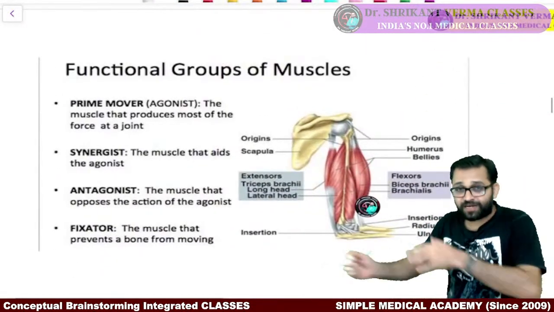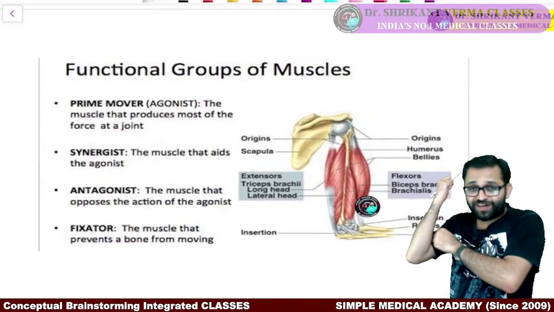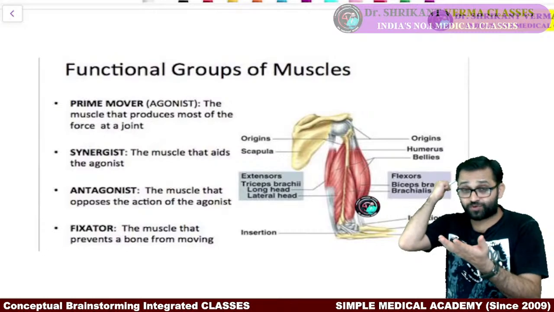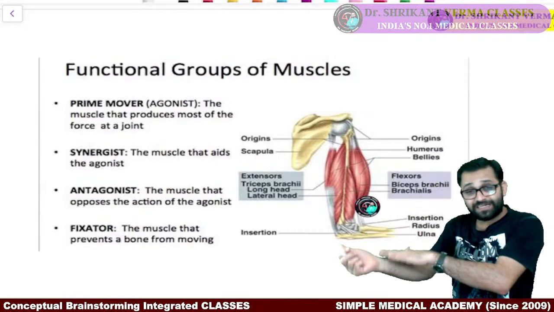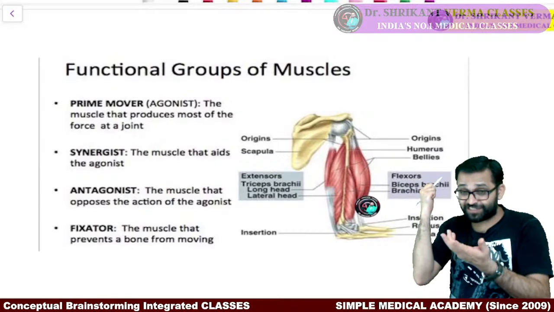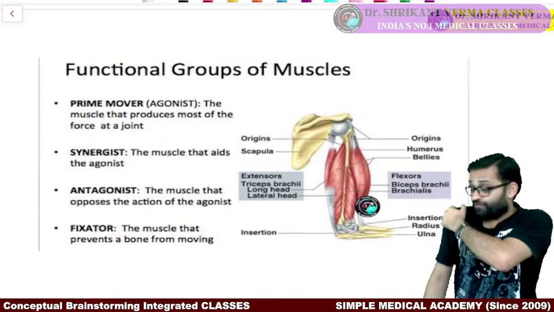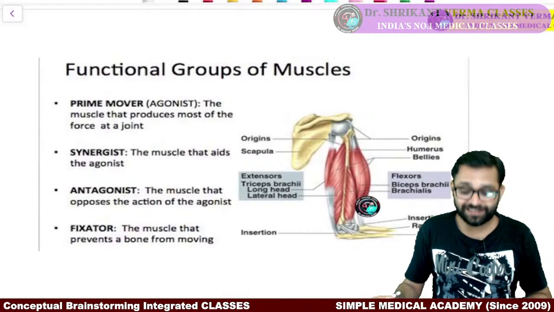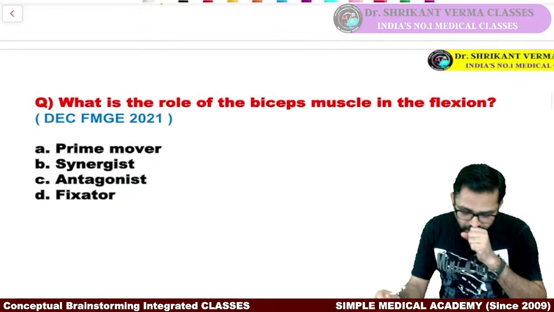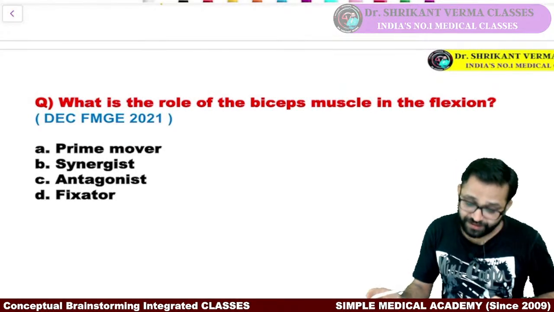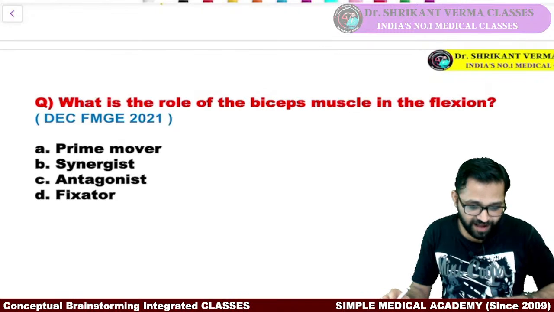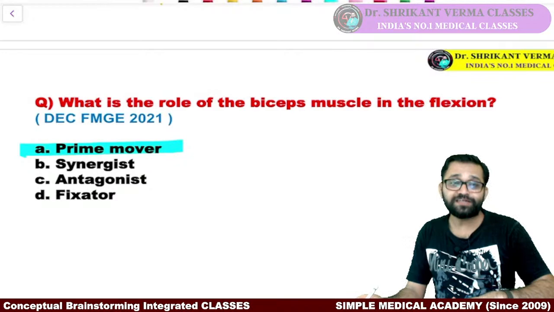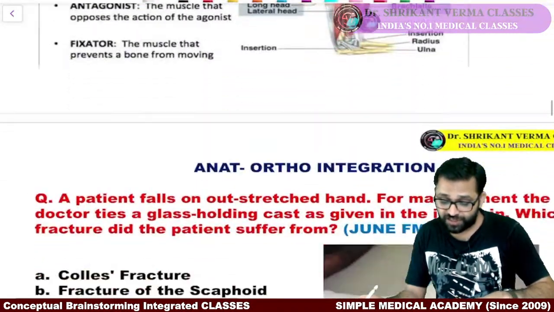I described to you that the biceps is contracting and causing the flexion, so this is our prime mover. Triceps is just opposing, so this is the antagonist. Brachioradialis is supporting this movement, so this is the synergist, and the muscles which fix the shoulder joint and help in the movement are the fixators. So tell me, what is your answer? Correct, Preeti is correct, Aditya is correct. The answer is prime mover. Biceps is the prime mover, it is the agonist. So this is also a general question.